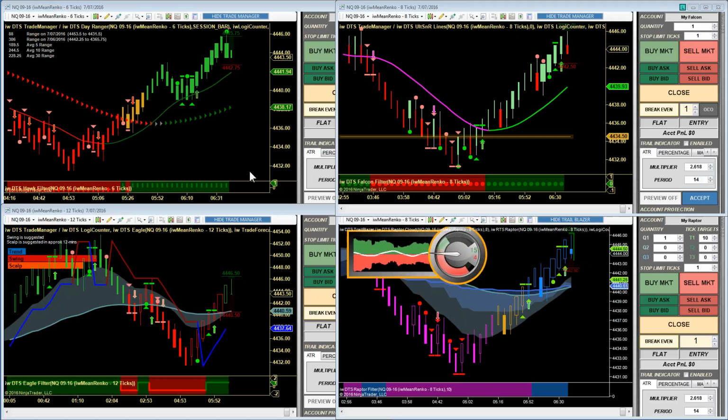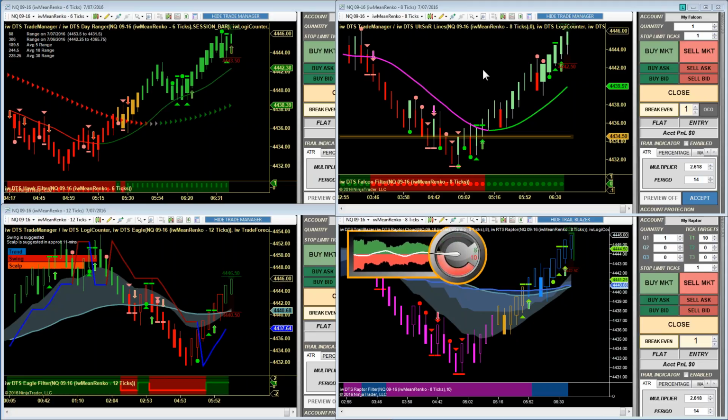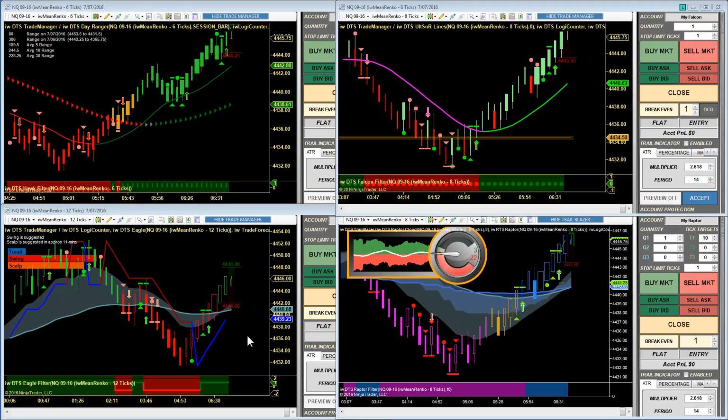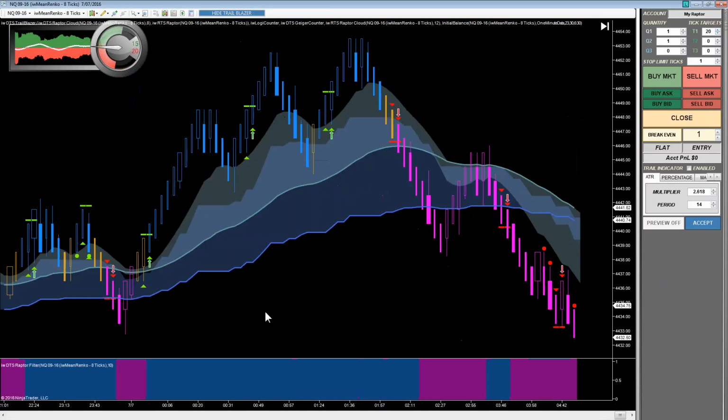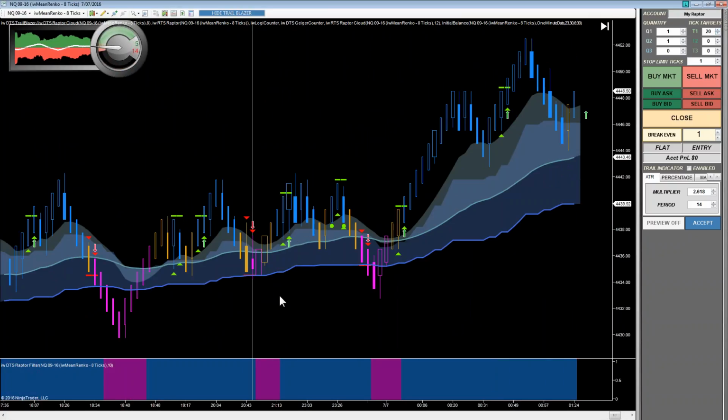Okay, so we're looking at the NASDAQ here. Just a real quick overview for those of you who are new. We've got the Hawk Scalper here in the top left, Falcon Swing Trader, top right, Eagle Trend Trader, bottom left, and the Raptor on the bottom right. All right, let's take a look at where we've been, where we're going. We'll take a look here on the Raptor so I can set up my Trailblazer.